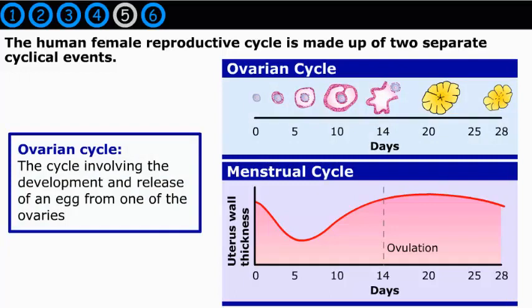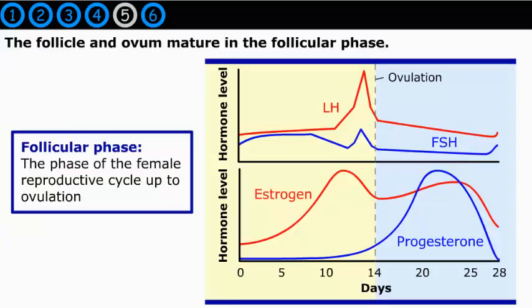The human reproductive cycle takes between 20 and 40 days depending on the individual. It is divided into 2 main phases and is regulated by hormones released by the hypothalamus and the pituitary gland. In the first or follicular phase, the follicle and egg mature under the influence of FSH and LH. The follicular phase lasts up until ovulation.